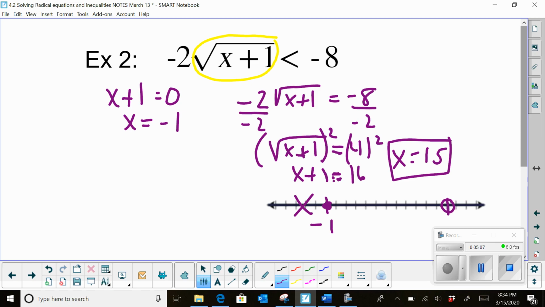So now we can pick some values to test. Again, 0 would probably be a good thing to test. We'll test 0 and maybe 16. So we're going to come over here. We're going to test 0. So I'm going to come to the side.